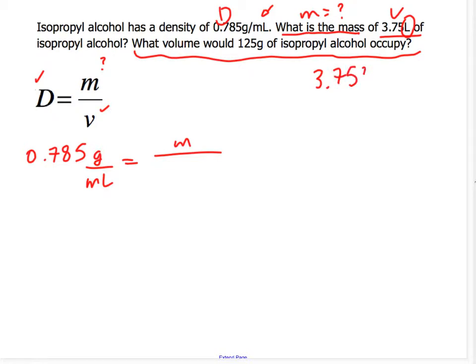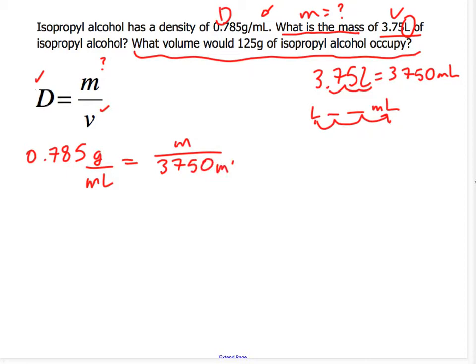liters. So if you look on your chart, there's liters here, and then there's a couple of spaces, and then milliliters are here. So to get from liters to milliliters, I've got to go down 1, 2, 3 places. So if I move that decimal places, 1, 2, 3, it'd be 3750 milliliters. Okay, so the volume down here then is 3750 milliliters.